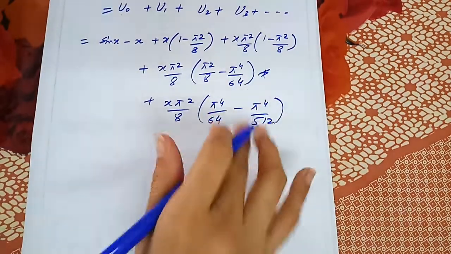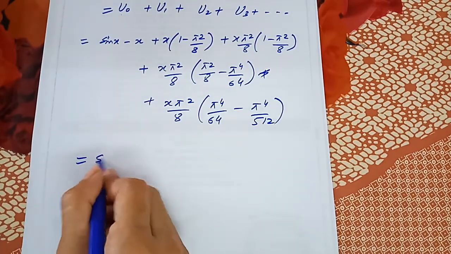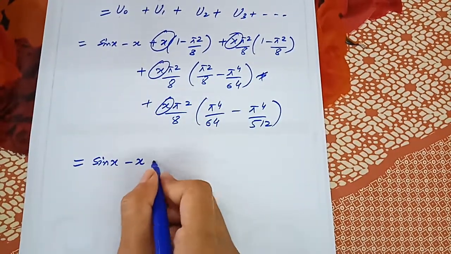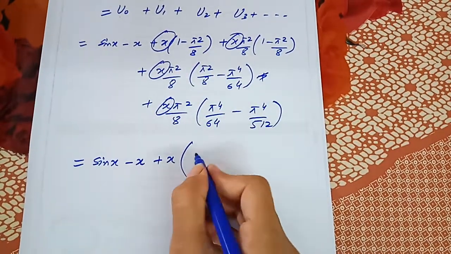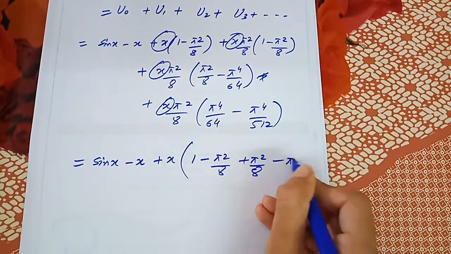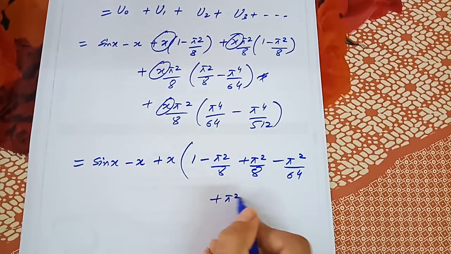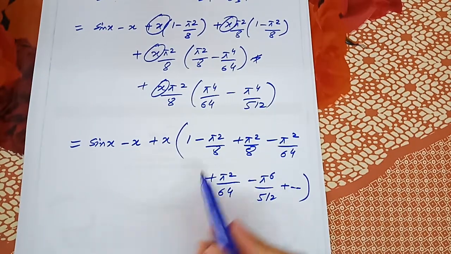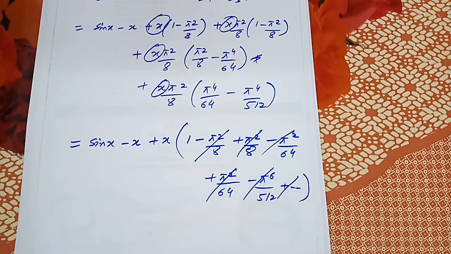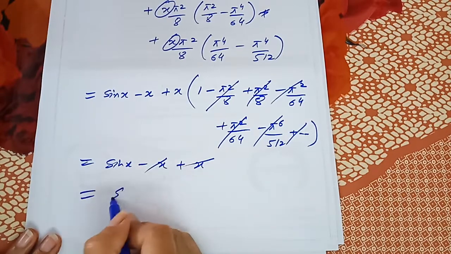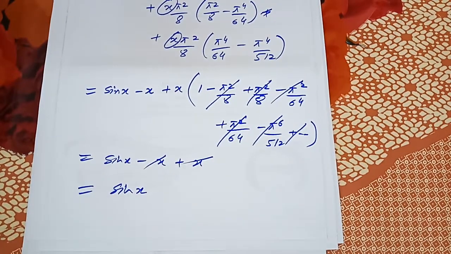Now let's expand all these values. We'll get sine of x minus x, and I'm taking x as common from all these values and keeping these inside: x times 1 minus pi square by 8 plus pi square by 8 minus pi 4 by 64 plus pi 4 by 64 minus pi 6 by 512 and so on. You can see that all the values are cancelling out. So you will get sine of x minus x plus x. So you got the solution as sine of x. So sine of x is the exact solution of this given Fredholm integral equation of second kind.